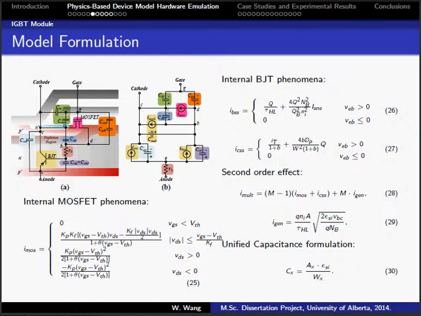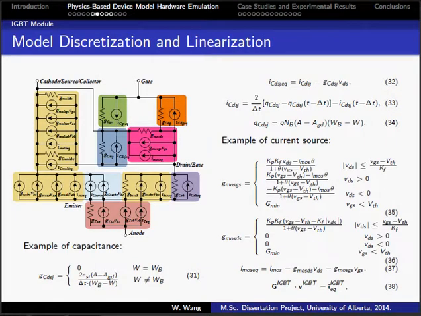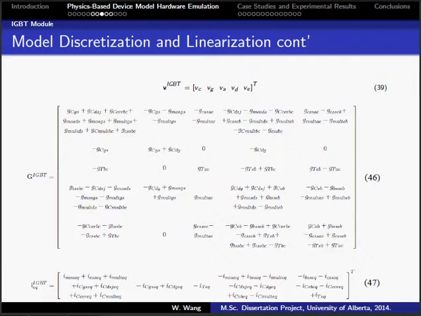Similarly, the IGBT module should be discretized using the trapezoidal rule and be linearized. Those currents and capacitances are modeled as their related dynamic conductance and equivalent current. Then those values combine into a 5 by 5 conductance matrix of the IGBT as well as an equivalent current vector.